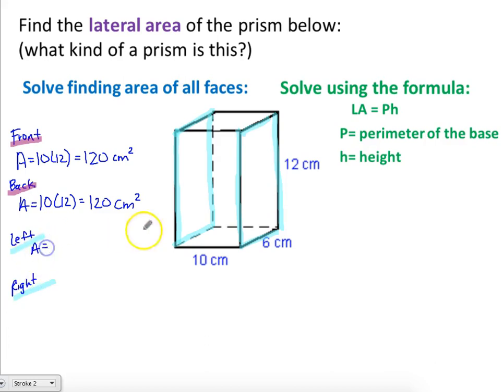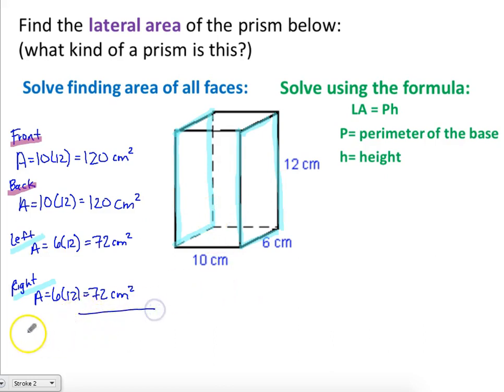That area is going to be, so the base is going to be 6 and the height is 12. So 6 times 12 is 72 centimeters squared. And we, of course, know the right side has the same dimensions, so it's also going to have 72 centimeters squared. Again, if you just want to find the area of the front face and then multiply that times 2, that's totally fine. And if you want to find the area of the left face and multiply that times 2, depending on how many different lateral sides you have.